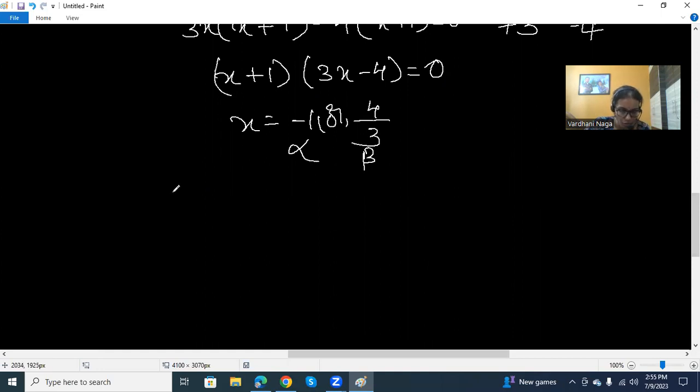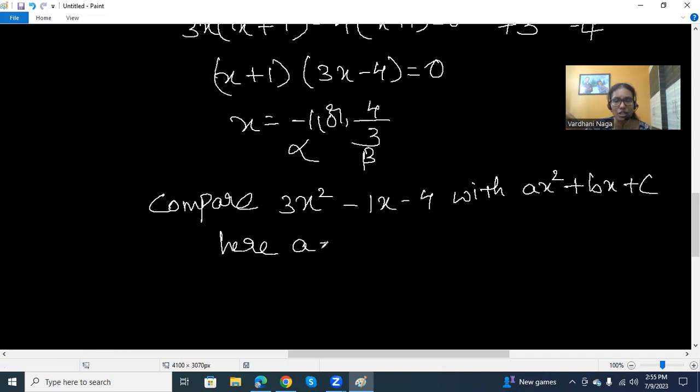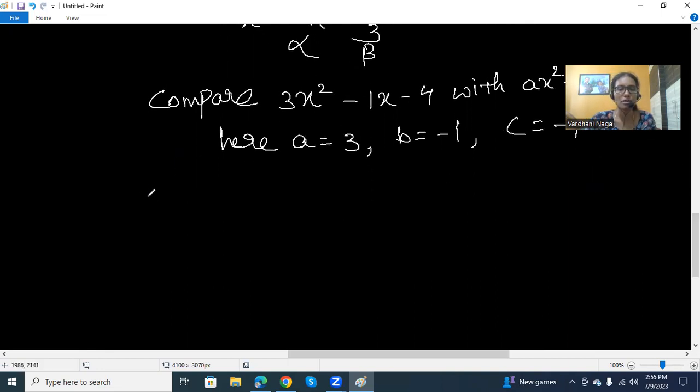Compare the polynomial. Which one to compare? The question: 3x square minus 1x minus 4 with ax square plus bx plus c. So here the A value will become the coefficient of x square, 3, the B value will become -1, the C value will become -4. Take them along with the sign, children, because in the standard form we have a plus everything. Okay, sum of the zeros.